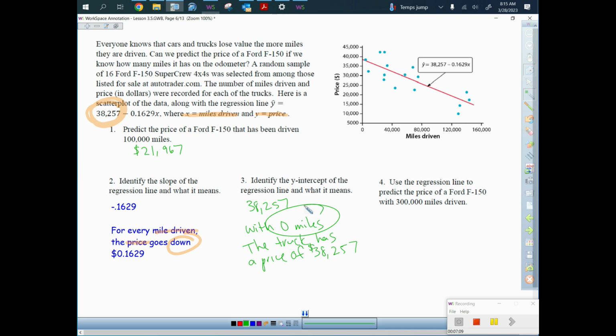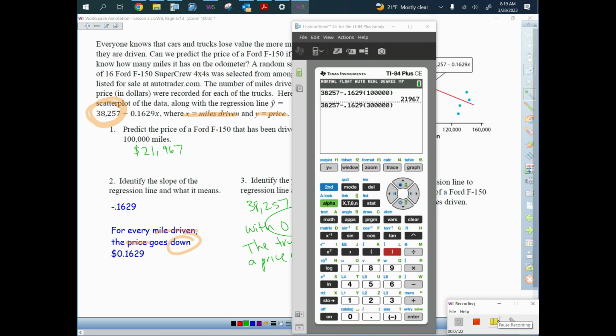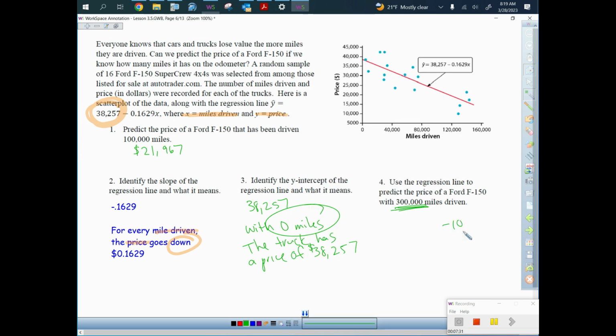So, use the regression line to predict with 300,000 miles. I'll let you pause the video and punch that number in. So we got it all punched in. Did you get this? So we'll write that down. Negative $10,613. That's what this regression line predicts the price of that vehicle will be. Do you think that that's a good number, a realistic number, that if this truck had 300,000 miles on it, it is worth negative 10 grand?